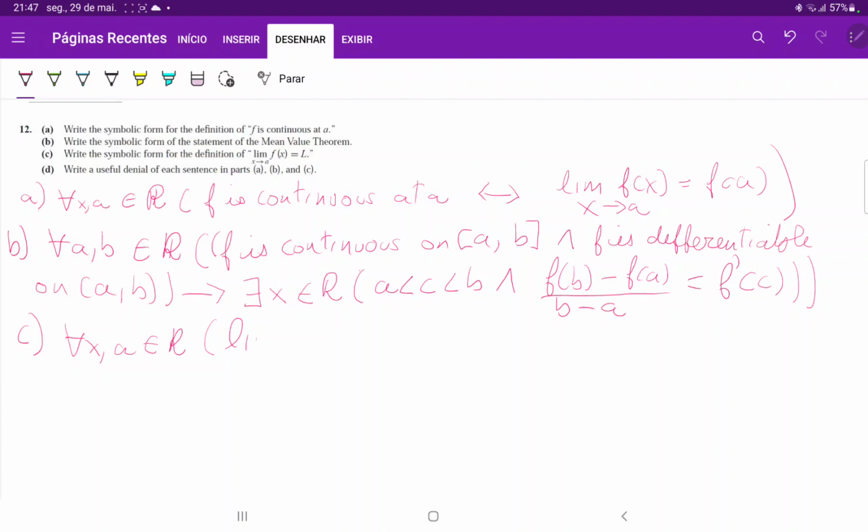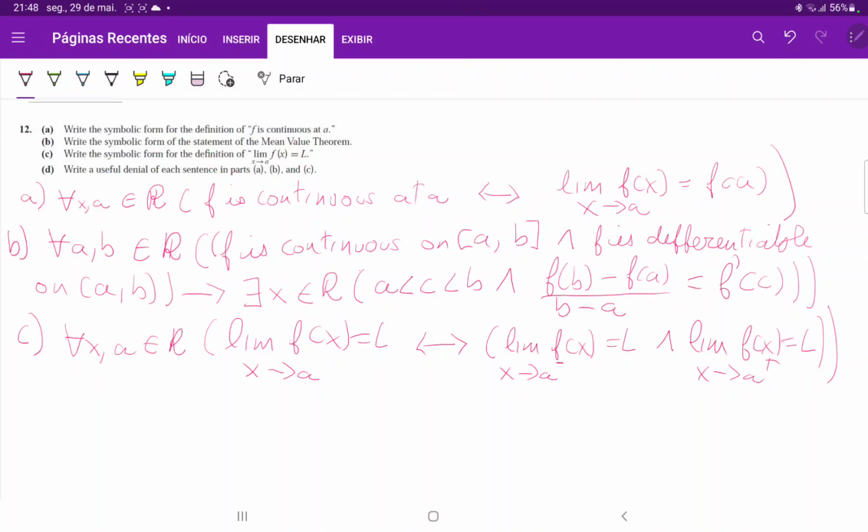the limit of f of x equals L as x approaches A, if and only if, and then here we have limit of f of x equals L as x approaches A from the negative side, and limit of f of x equals L as x approaches A from the positive side. And let's just close this bracket and that bracket. So we have put our A, B, and C. So hopefully you guys could see a symbolic form of these definitions and statements.